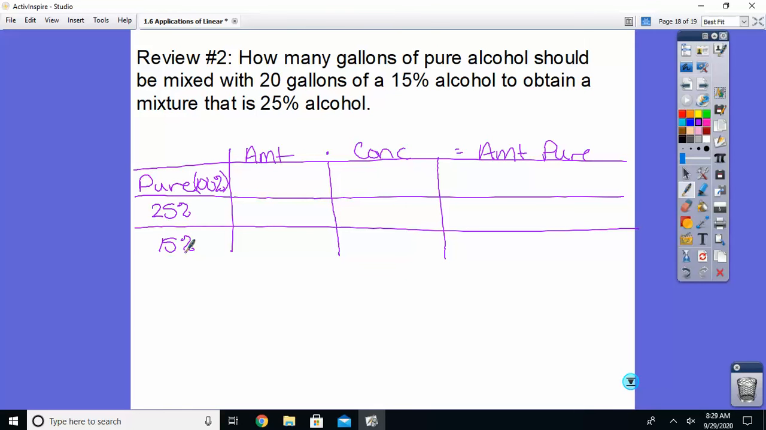So I have to mix the 100 and the 15 to get 25. Okay, it says how many gallons of pure, so we don't know it, so we call that x. Must be mixed with 20 gallons of the 15%. So how much would be in the total then?